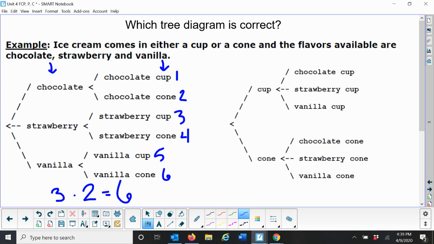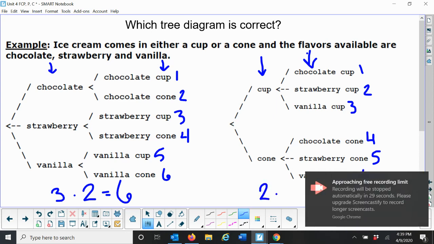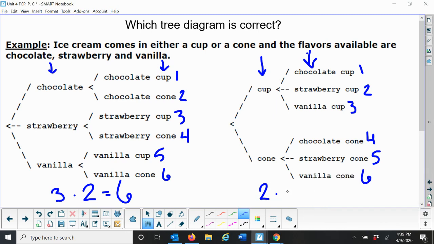In our second tree diagram, we have our container option first and our ice cream flavor second. Now you'll notice if we count our tree diagram, we still end up with 6 choices. And if we look at our 2 different containers multiplied by our 3 flavors, we still have 6 choices. So these are actually equal to each other. There is no difference between those two.